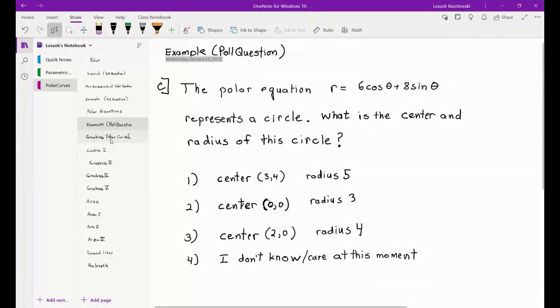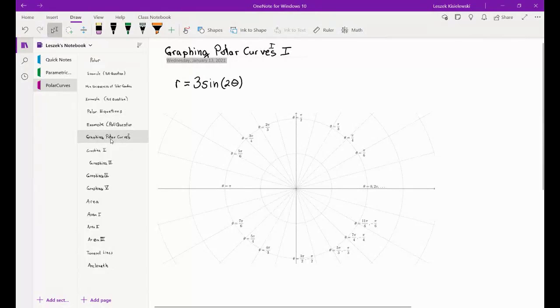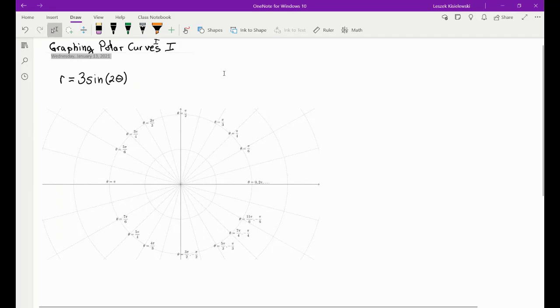I'll skip this next poll question and just move on to graphing polar curves, right? So you're going to be expected to graph some kind of standard polar curves, okay? So we're going to look at this polar equation and we want to graph it. So now when we say graph it, we're going to graph it in the xy plane, right? So we want to graph that equation, but in the xy plane.